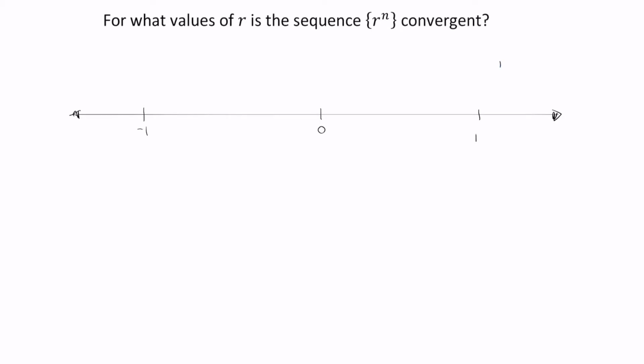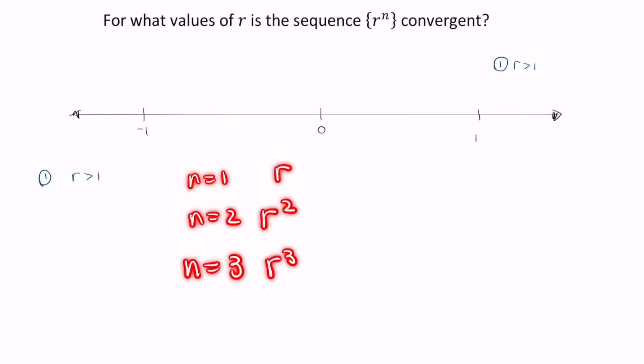So for case 1, I'm going to suppose r is greater than 1. So let's look at the case where r is larger than 1. So r could be a number like 2 or 3 or 4. So since r is larger than 1, and I'm taking powers of r, for the n equals 1 case, we'll have r. For n equals 2, we'll have r squared. For n equals 3, we'll have r cubed, and so on.